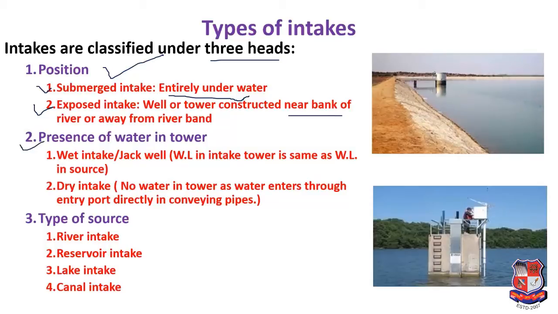Next is presence of water inside your tower. If the water level in the tower is the same as the water level in the source, then it is called the wet well or jack well. And if there is no water inside your tower, and it is simply used for the operation of the valves, then it is called dry intake. Third, based on the source, from which source you are taking your water. So these four basic sources are there, so depending upon that, river intake, reservoir intake, lake intake, and canal intakes are there.